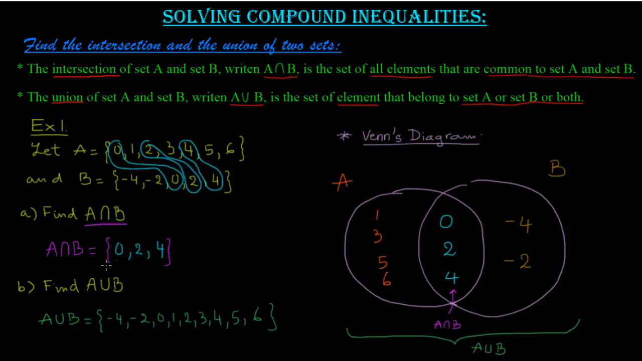So for the intersection, after we draw the Venn diagram, what they have in common on both A and B is my intersection. For the union, we take all the numbers from the Venn diagram, not from A plus B. If you use A plus B, you get repeated numbers like 0, 2, 2, and 4, which is not correct. So use the numbers from the Venn diagram.